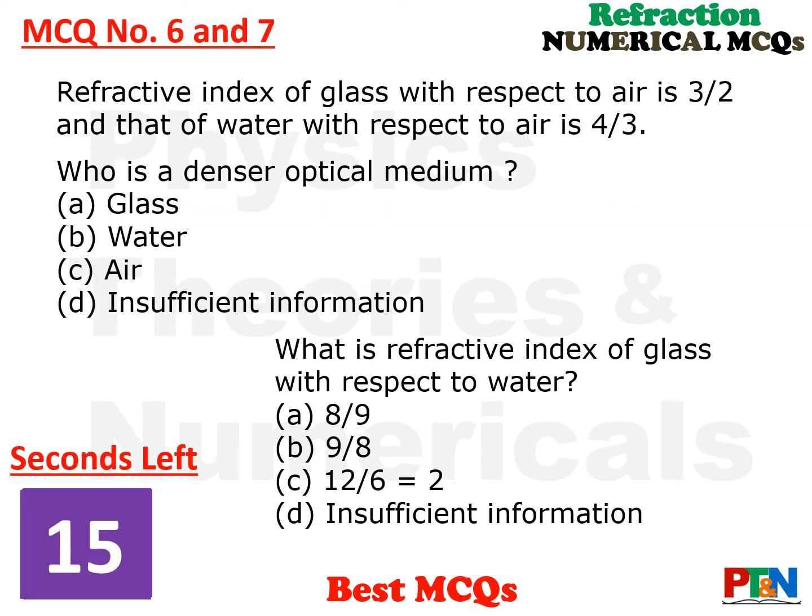Next MCQ, again two MCQs together. Refractive index of glass with respect to air is 3 by 2 and that of water with respect to air is 4 by 3. Question number 1, who is denser optical medium? Question number 2, what is the refractive index of glass with respect to water? 15 seconds time. Timer starts now. If you think you require more time, do pause the video, do your calculation and come back to the video.